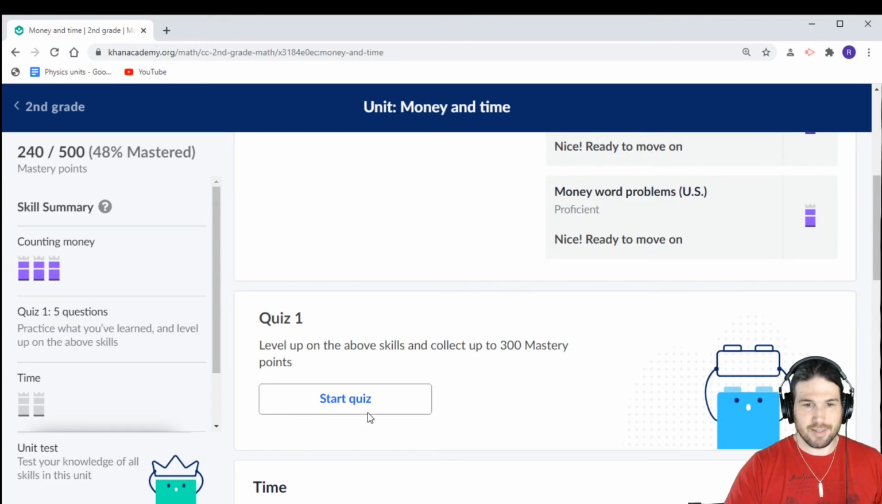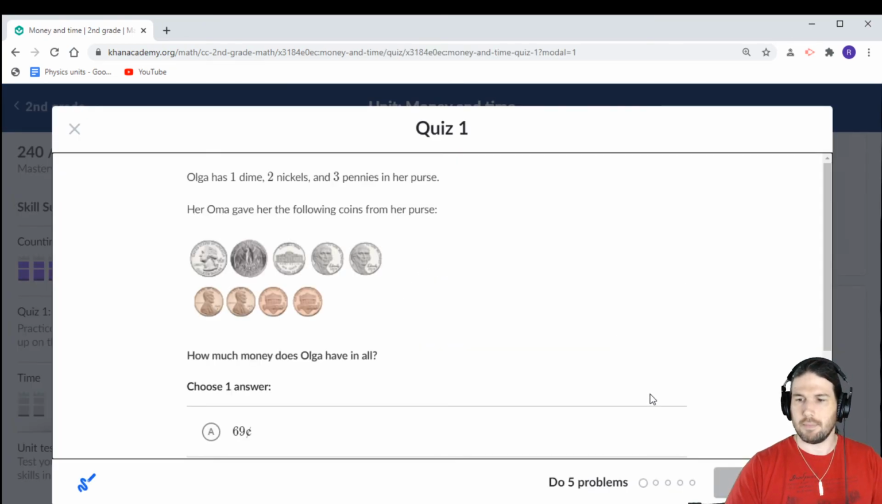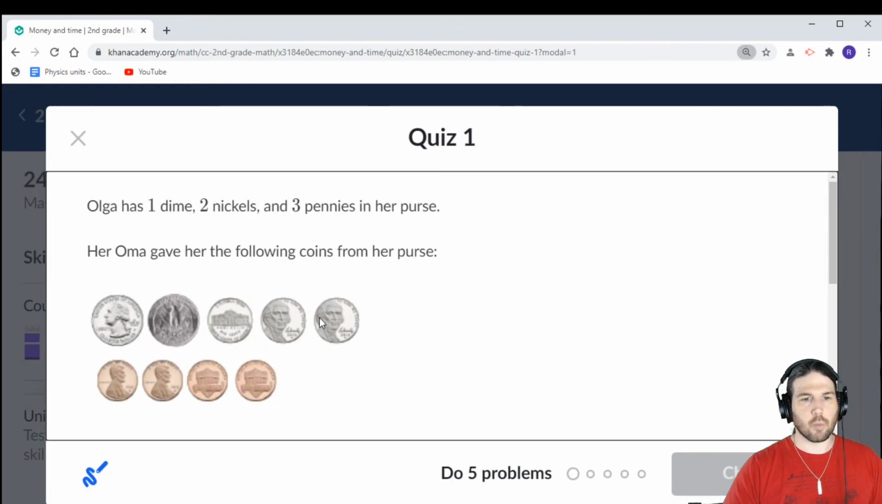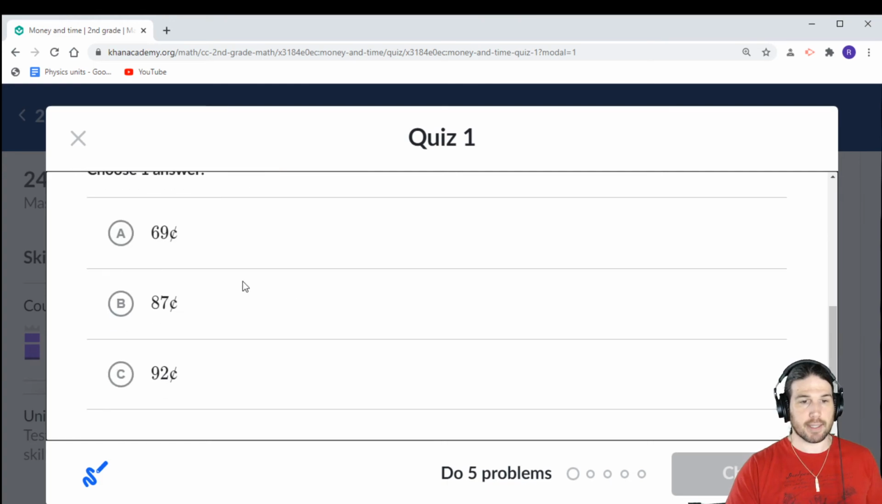Anyway, moving right along. We've got a quiz on money. Olga has 1 dime, 2 nickels, and 3 pennies in her purse, and then got a bunch more coins. So once again, I am going to count down from the highest value to the lowest value, even though they're kind of out of order. So I have 50 cents here with 2 quarters, plus 1 dime is 60, 65, 70 for these 2 nickels, 75, 80, 85 for these 3 nickels, 86, 87, 88, 89, 90, 91. I see 92 cents here.